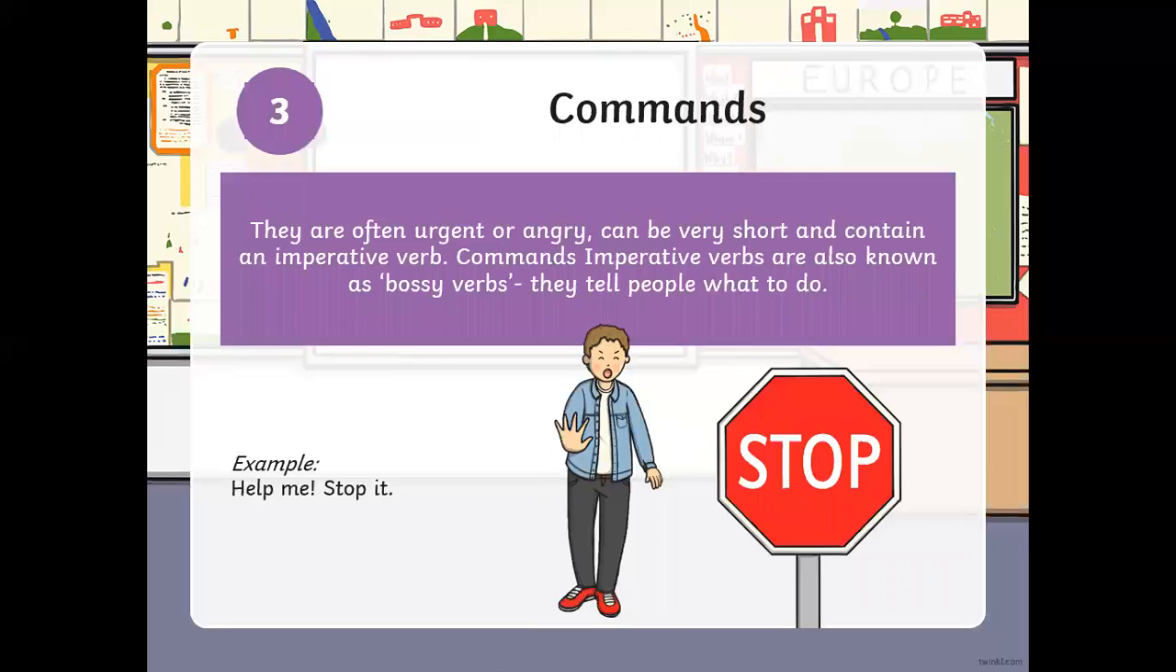The next type of sentence are commands. Now let's explain a bit more about those. They are often urgent or angry. They can be very short and contain an imperative verb. Commands, imperative verbs, are also known as bossy verbs. They tell people what to do. So an example here, we've got somebody that looks like they're in a bit of a panic and they're by the sign that says stop. And the command sentence is, help me, stop it.